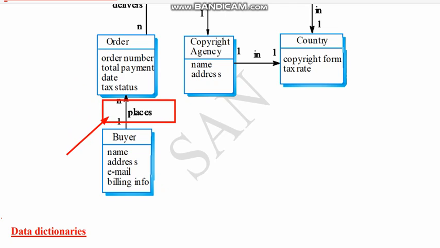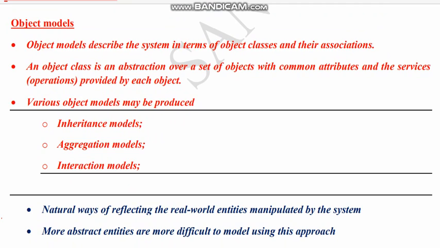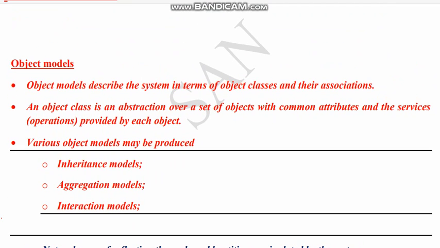So one buyer can place n number of orders, so n number of orders can be placed by a buyer. So these are nothing but the relationships. So data dictionaries are used to show how many entities and how many attributes are there in your project. Is it clear, guys? All right.